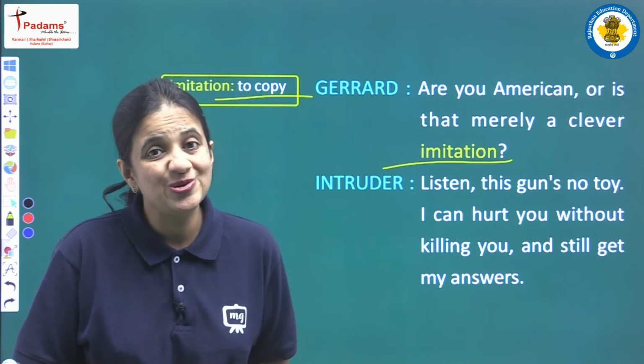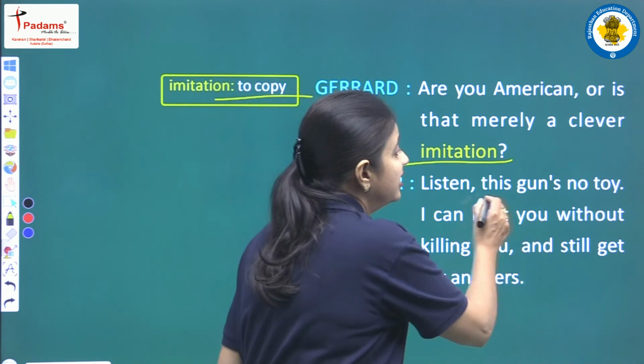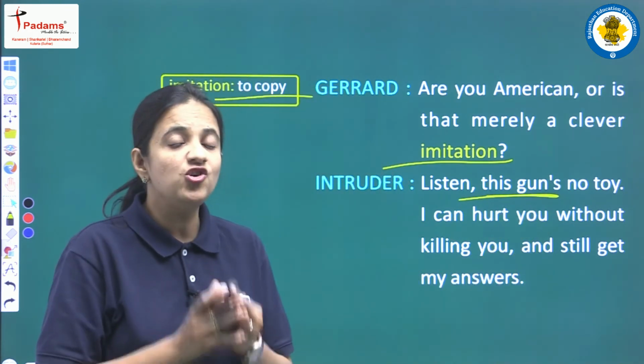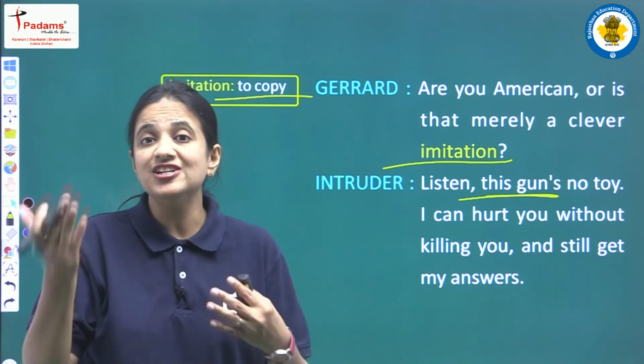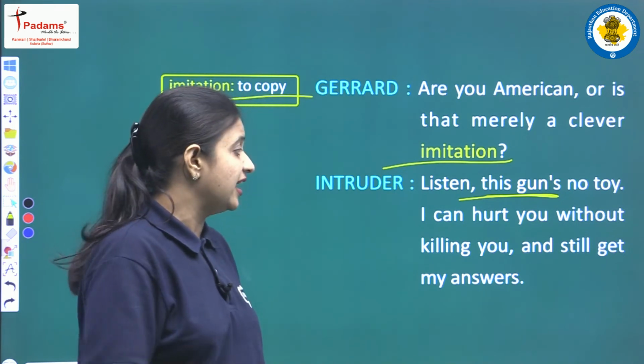Intruder: listen, this gun's not a toy. Now the intruder is very angry, and he is saying, just listen to me, the gun that I am holding in my hand is not at all a toy, it is a real gun. I can shoot you, I can hurt you without killing you and still get my answer.